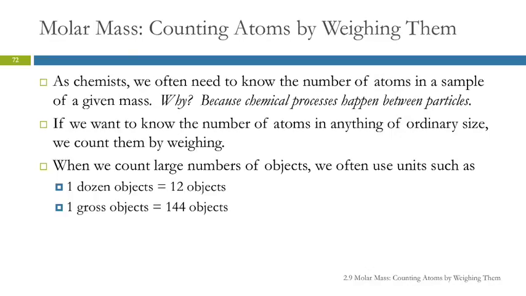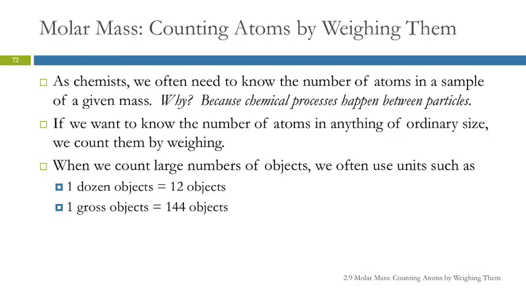H2O: 2 hydrogens, 1 oxygen. Always, always, always. And so when hydrogen and oxygen react with each other, it's the numbers of particles that tell us how they're combining. The masses are useful because that's how we can measure them. But we need this relationship between mass and numbers of particles. So when we want to know the numbers of atoms in anything big enough to see, we count them by weighing.